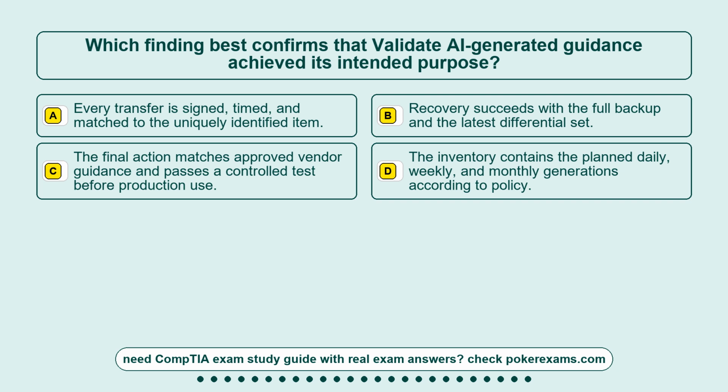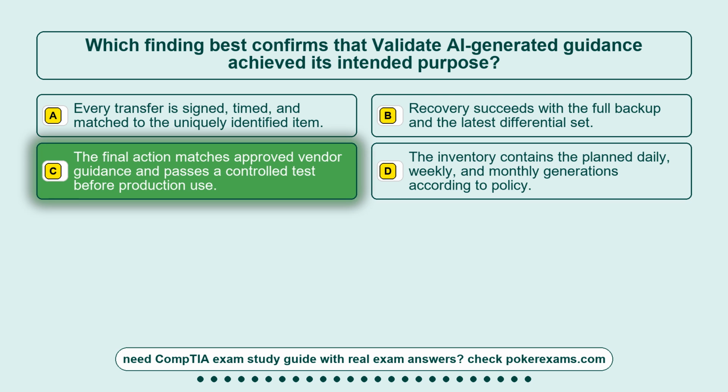Option D. The inventory contains the planned daily, weekly, and monthly generations according to policy. The correct answer is option C. The final action matches approved vendor guidance and passes a controlled test before production use.